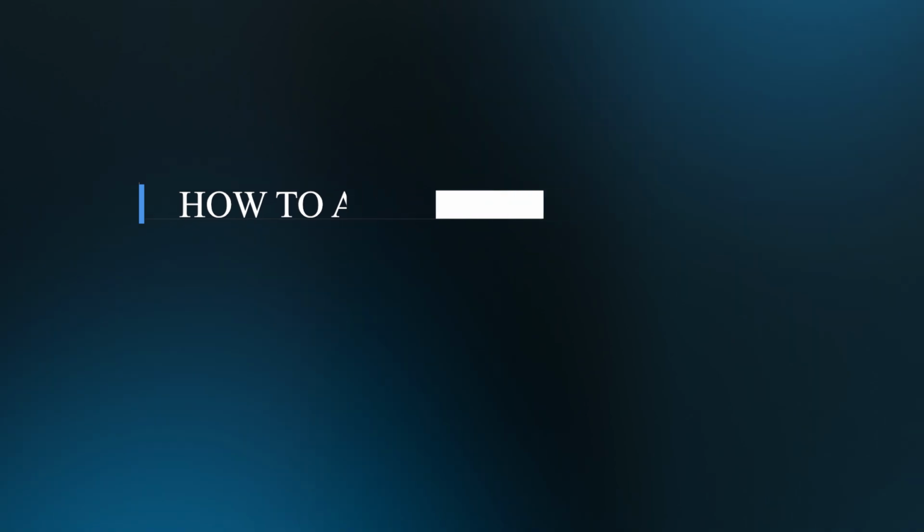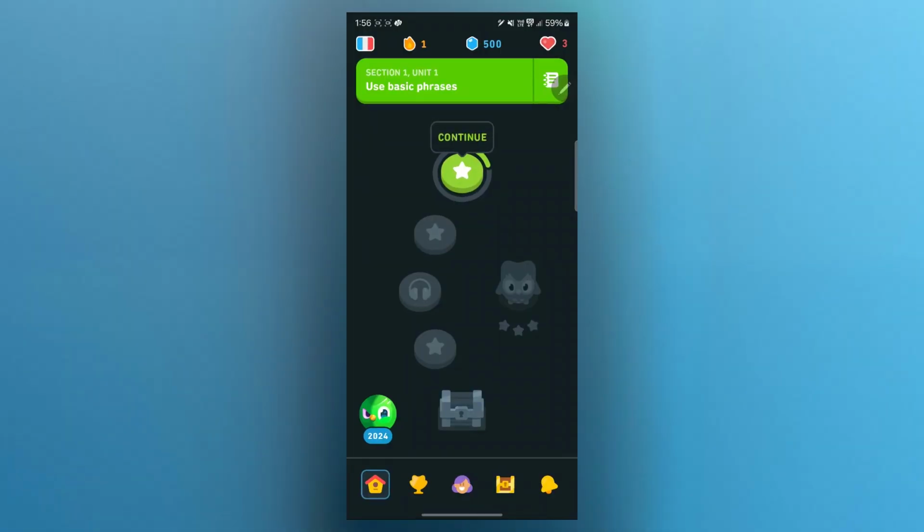So, first of all, navigate to the Duolingo application. You can launch the Duolingo application on your smartphone or visit the Duolingo website on your computer. Now, log into your account to access your progress and rewards. After this, navigate to the shop.